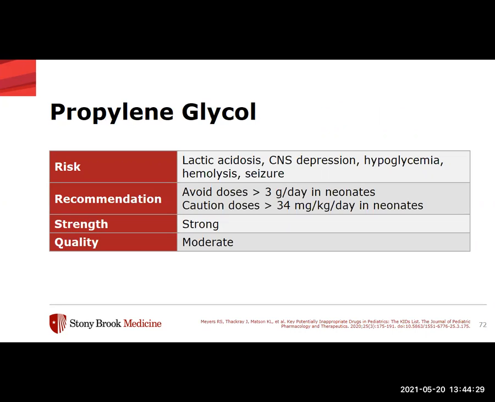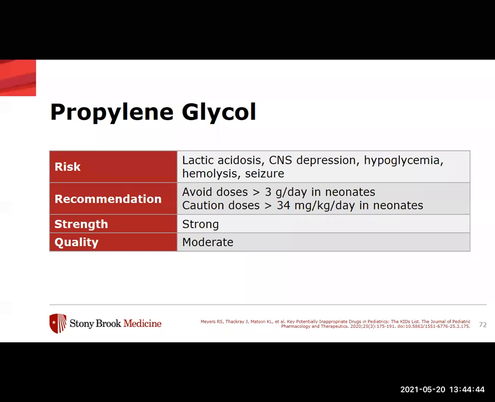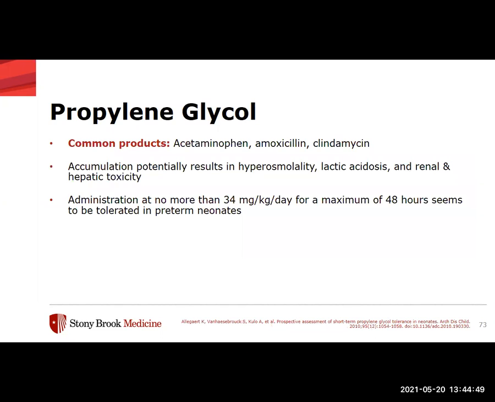And finally, our last excipient is propylene glycol, which can carry the risk of lactic acidosis, CNS depression, hypoglycemia, hemolysis, and seizure. The KIDs List recommends avoidance of doses greater than 3 grams per day in neonates and cautions against doses greater than 34 milligrams per kilogram per day in neonates. Propylene glycol can be found in various formulations of acetaminophen, amoxicillin, and clindamycin. In general, the accumulation of this excipient potentially results in hyperosmolality, lactic acidosis, and renal and hepatic toxicity.